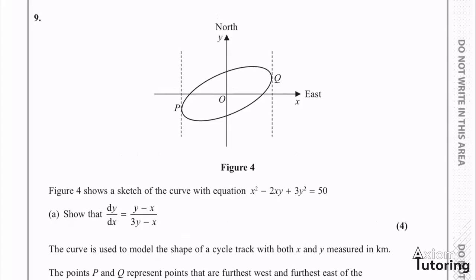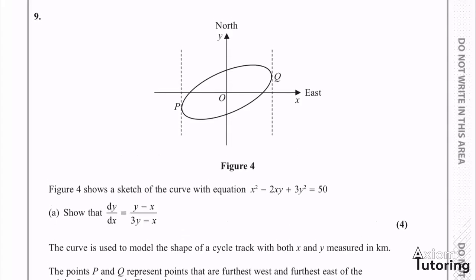This is question 9. In this question we have a sketch of an ellipse. It's a curve with the equation x squared minus 2xy plus 3y squared equals 50. For part A, we want to show that when we differentiate this expression, we get the following here.